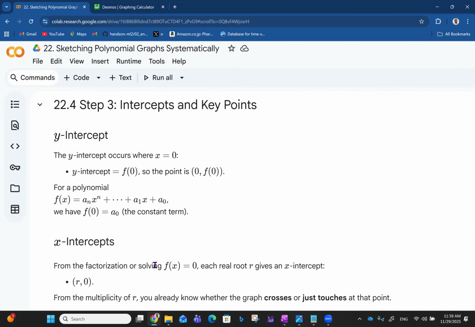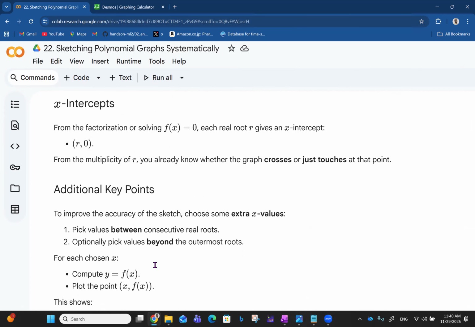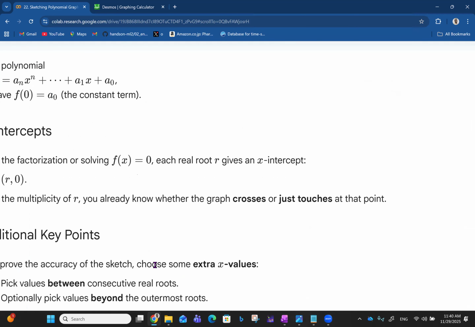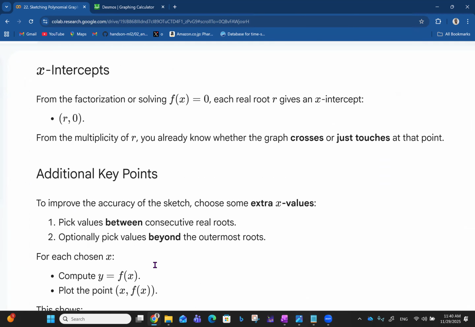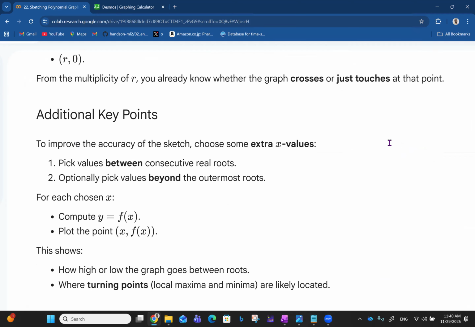So for x-intercepts, you have to solve the function at 0. From the factorization of solving f of x equals 0, each real root r gives an x-intercept r, comma 0. From the multiplicity of r, you already know whether the graph crosses or just touches at that point. So it crosses for odd multiplicity and touches for even multiplicity. Now, additional key points to check.